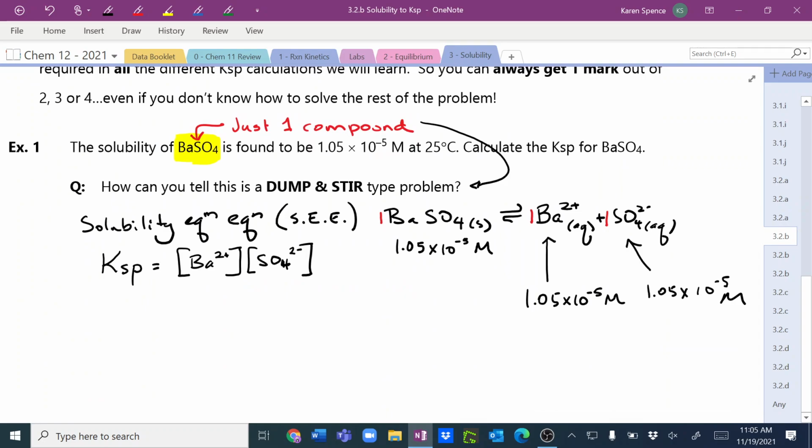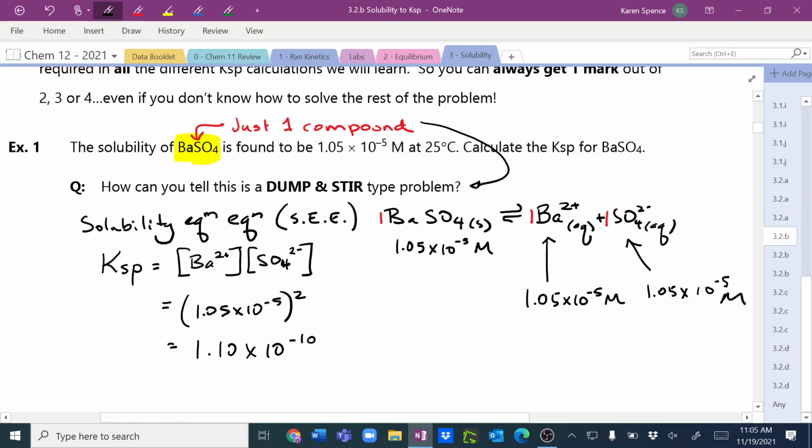What do you think you will now do with those concentrations? You stick them into the KSP. 1.05 times 10 to the minus 5. And I'm putting it in twice, so I'm just going to write that I'm going to square it. And we get 1.10 times 10 to the minus 10.